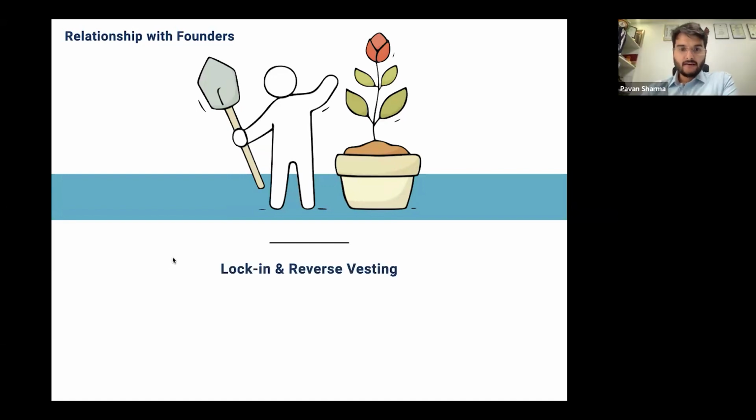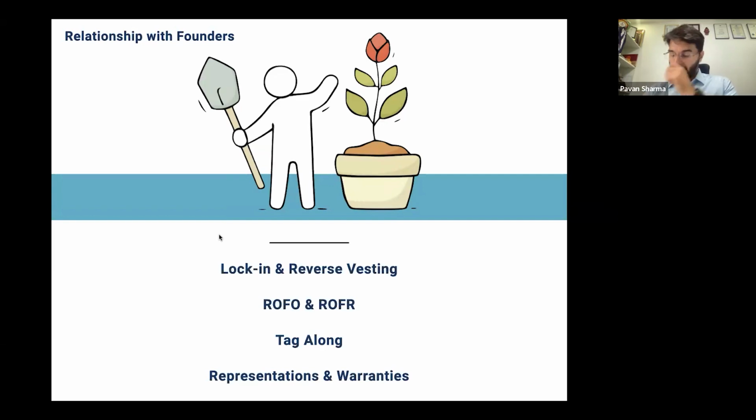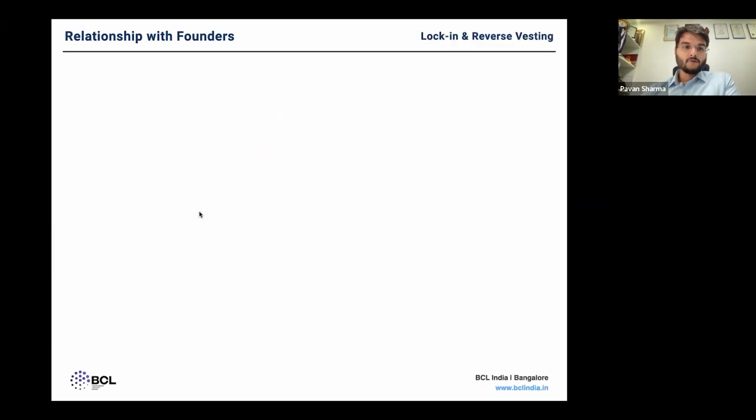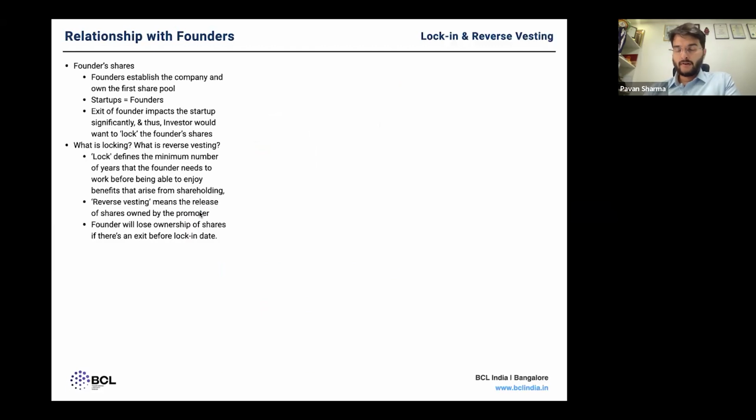Okay, let us proceed. So in this section, we look at lock-in, reverse vesting. We look at ROFO, ROFR, and tag-along rights and representations and warranties. Now, some of these clauses could get a bit technical. So I will explain the basic concepts. Take this presentation with you, go through it again, and if you have questions, you can always write to me. So the first one is what we call lock-in and reverse vesting.